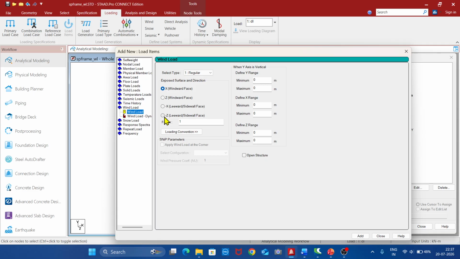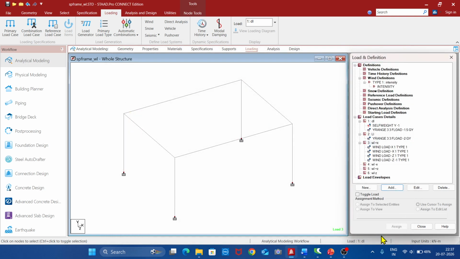So we need to give values for -Z. So X, let us give factor 1, click add, and say in the leeward side also factor 1, click add. And then these walls, say side wall face +1, click add, and side wall face -1, add. Click close. So let us see how these loads are acting.